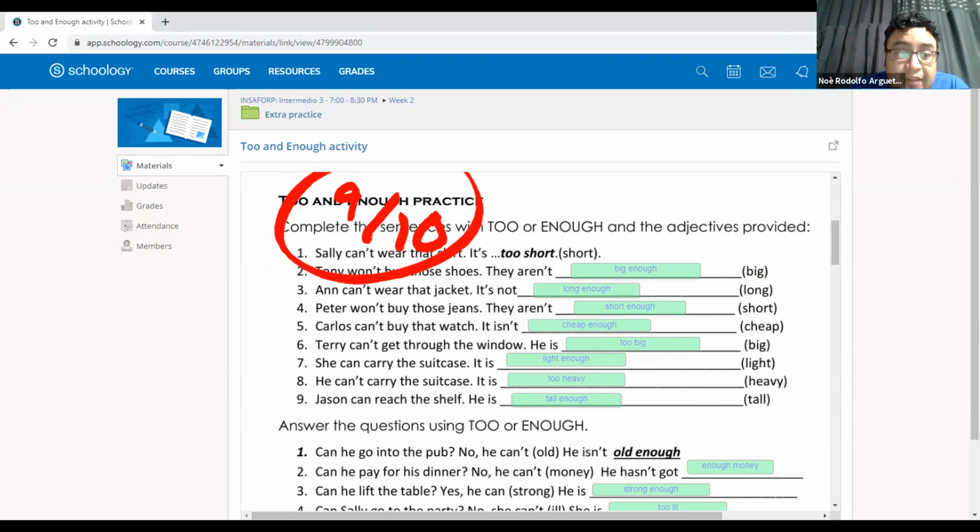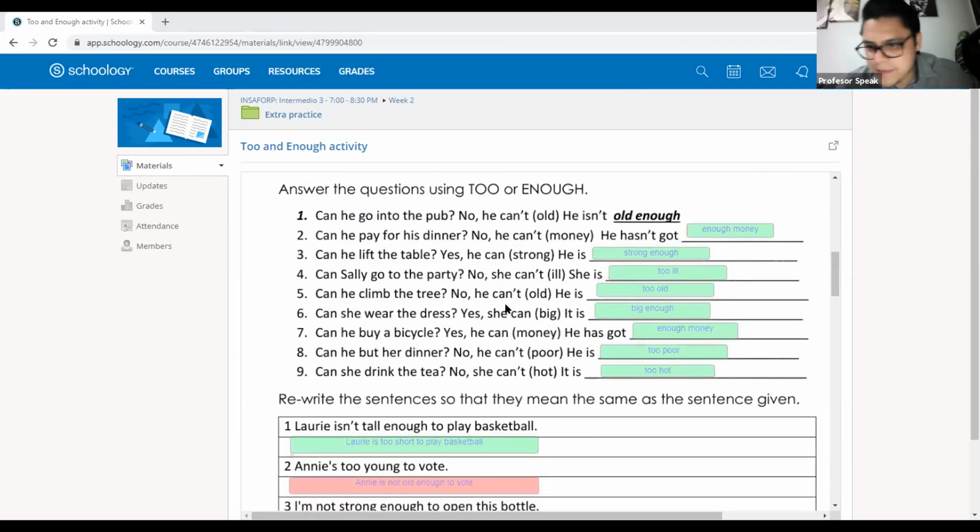Jason can reach the shelf. He is tall enough. Okay, all right, very good. So no problem here, right? Okay, Estelita, Freddy, please scroll down. Estelita, read the second exercise.